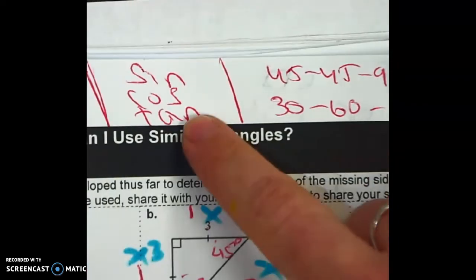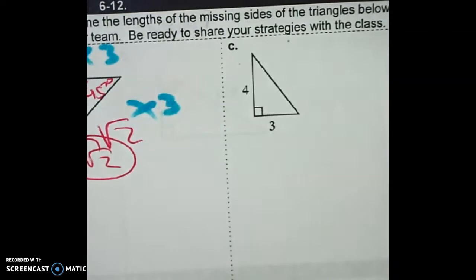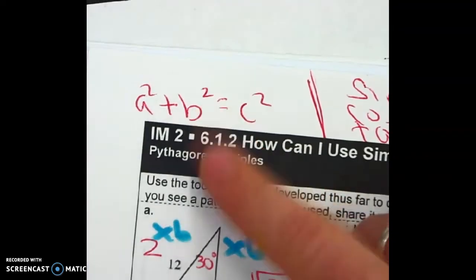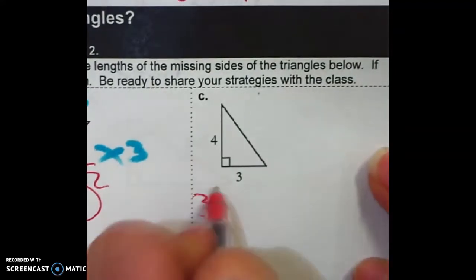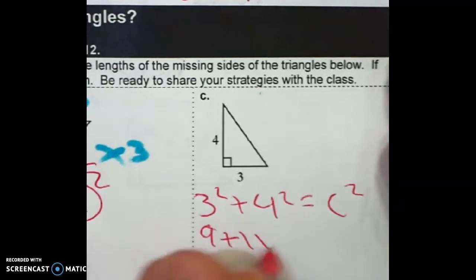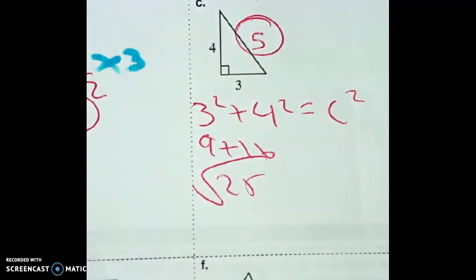All right, so it's not a 45, 45, 90. I could use sine, cosine, or tan, but I'm not asking you to find the angle right now. I just want you to find the third side. So that means I'm going to do a squared plus b squared equals c squared. So 3 squared plus 4 squared equals c squared. 9 plus 16 is 25. The square root of 25 is 5. Okay? I don't think it asked for the degrees, so we're good.